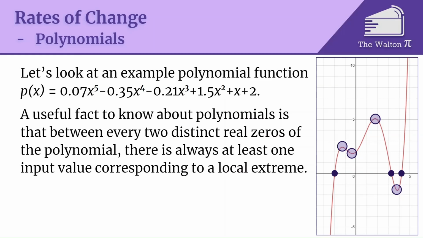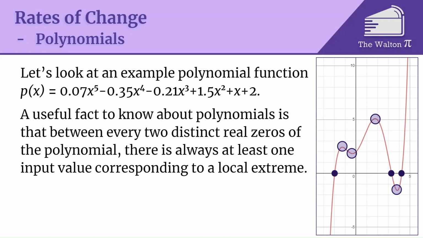Now, it doesn't say that there's exactly one, it says there's at least one. We have no way of guessing how many there's going to be, at least right now. And so right now, all we know is there's at least one. When we graph it, we can see that there's 3, but there's at least one input value corresponding to a local extreme value. But then between the zeros around 3 and around 4, there's also another extreme value.